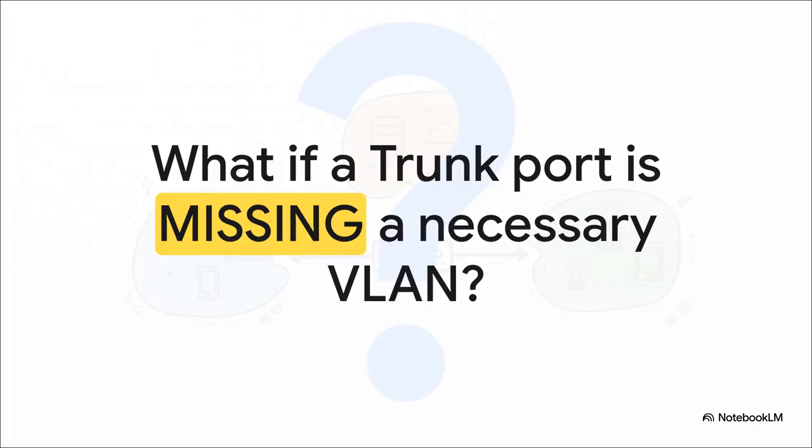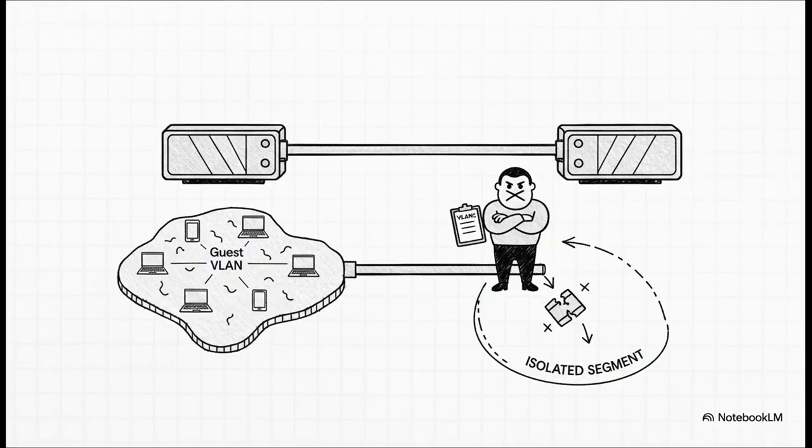Okay, here's another classic problem. You've got two switches connected by one of those trunk links, right? The one that's supposed to be a superhighway for all your VLANs. But what if you forget to tell that trunk link to allow traffic for, say, VLAN 30, the guest Wi-Fi? Oh, this one is also really tricky.